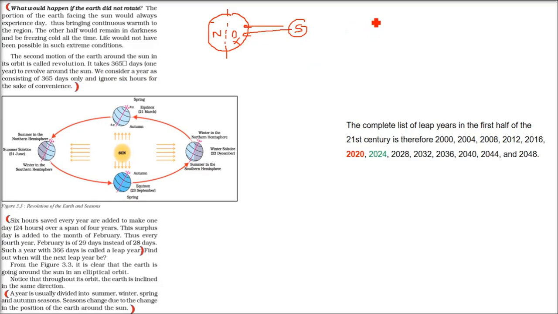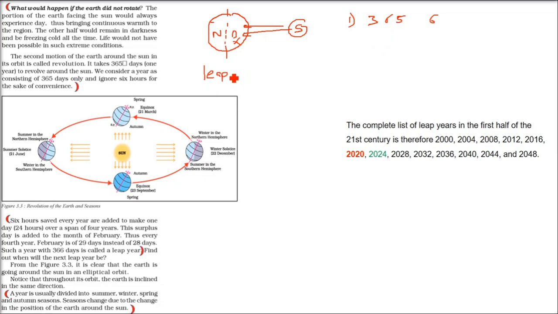But it is not 365 days. It is taking 365 days and 6 hours to be precise. But we only know 365 days. So what to do with this extra 6 hours? We have a concept of leap year.